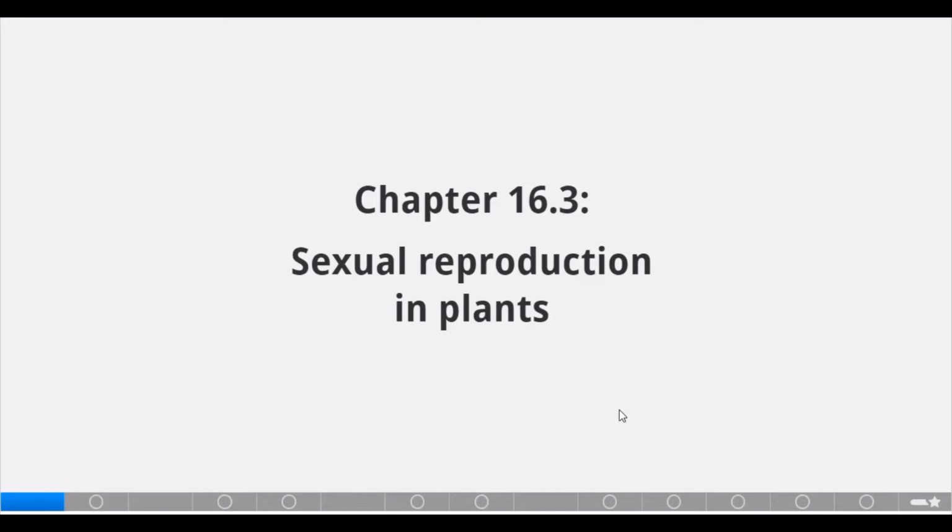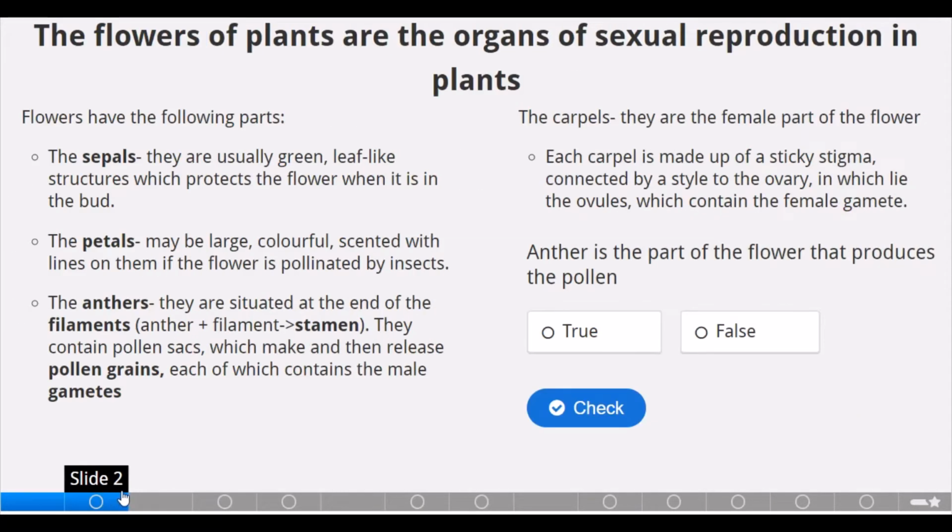Today we'll be looking at sexual reproduction in plants. The flowers of plants are the organs of sexual reproduction in plants. Flowers have the following parts: the sepals.